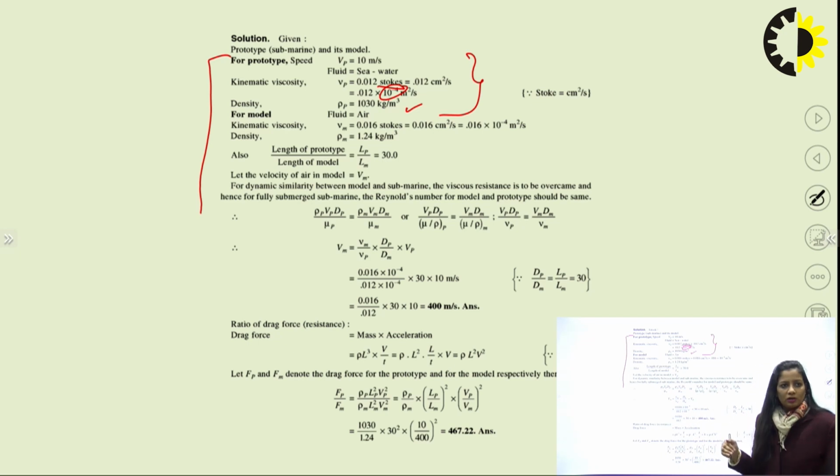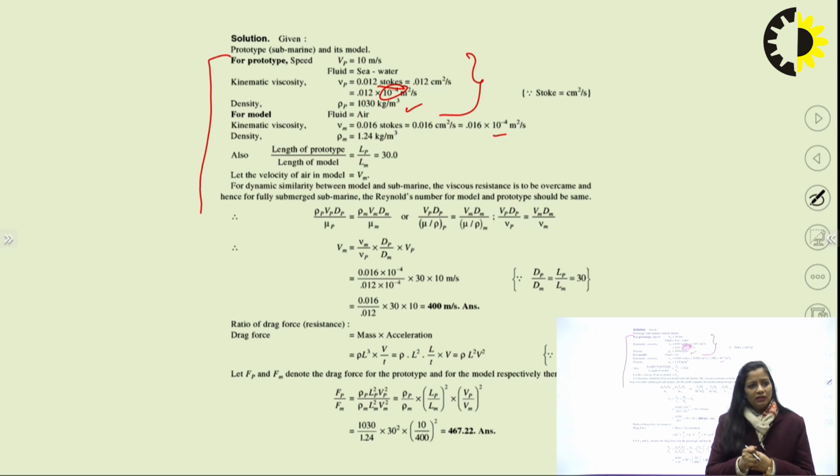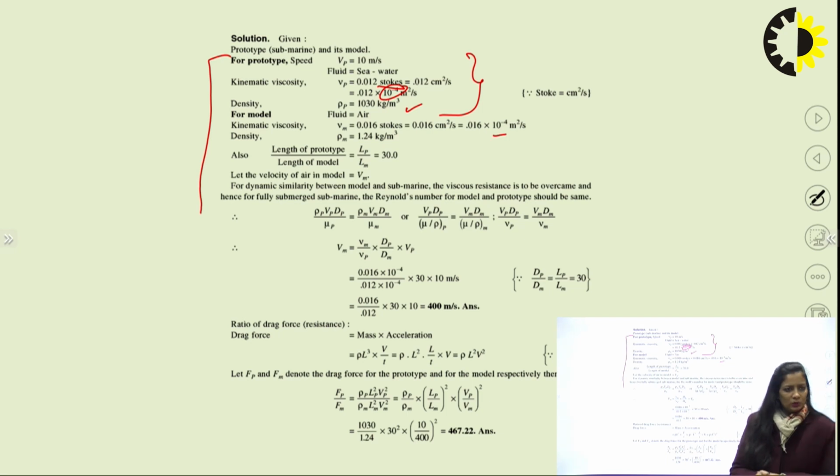Now come to model. In this particular wind tunnel model, the fluid is air. Okay, the kinematic viscosity of fluid for model is 0.016 Stokes. You can convert it to meter square per second as before by multiplying by 10 to the power minus 4. Okay, and density is also given, rho m as 1.25 kg per meter cube.